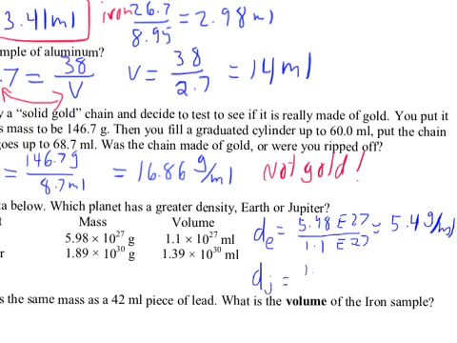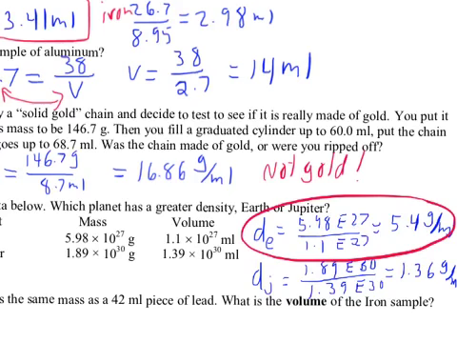Alright, it's going to be 1.89 e to the 30th. That's a terrible 30, it looks like a B. Divided by 1.39 e to the 30th. And what that gives me is 1.36 grams per milliliter. So it turns out that Earth, by far, has a greater density. That's because Jupiter is a gas planet. Come on. Alright, let's look at the next one.